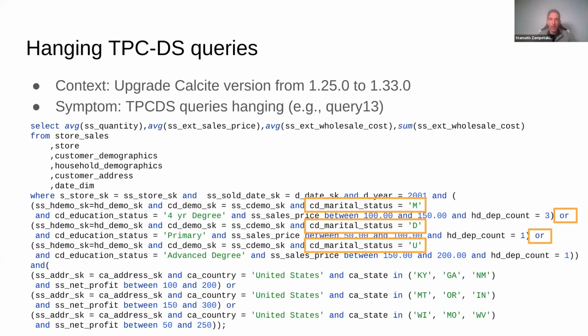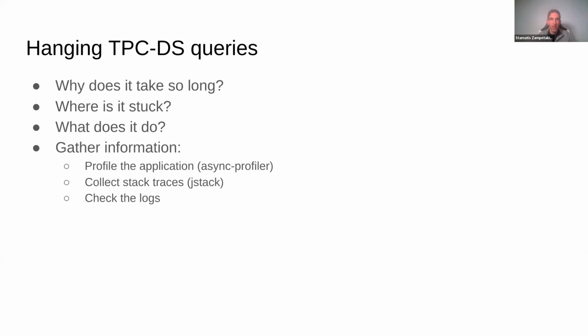So for the customer demographics table, we are looking at marital status of married people, divorced, and I guess U is for unknown. I'm highlighting this because we are going to see it right after. So I have this query, and it's running basically very, very slow. We want to see why it takes so long. Where is it stuck? What does it do?